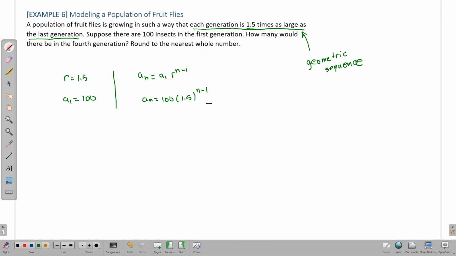This will model the population after just each generation. It's not a certain time, it's just numbering the generation. So this is the population of flies in the nth generation.